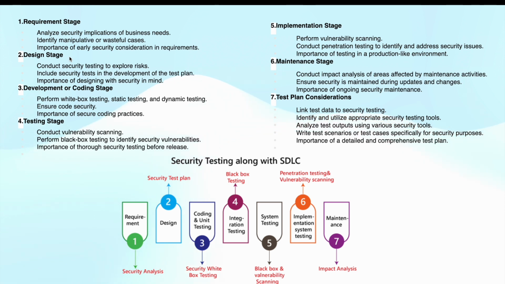Next is the development and coding stage. Here we will perform white box testing, static testing and dynamic testing to ensure code security. Next is the testing stage. Conduct vulnerability scanning and black box testing to identify security vulnerabilities. Next is the implementation stage. Here we perform vulnerability scanning and penetration testing to further identify and address security issues. Next is the maintenance stage. Conduct impact analysis of areas affected by maintenance activity to ensure security is maintained.